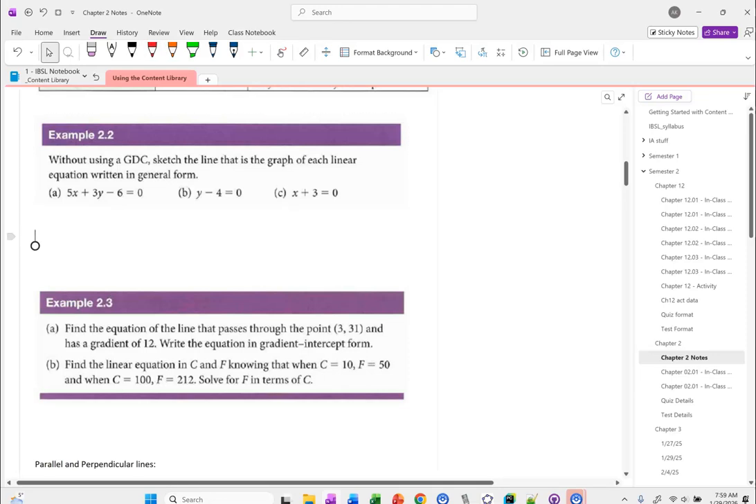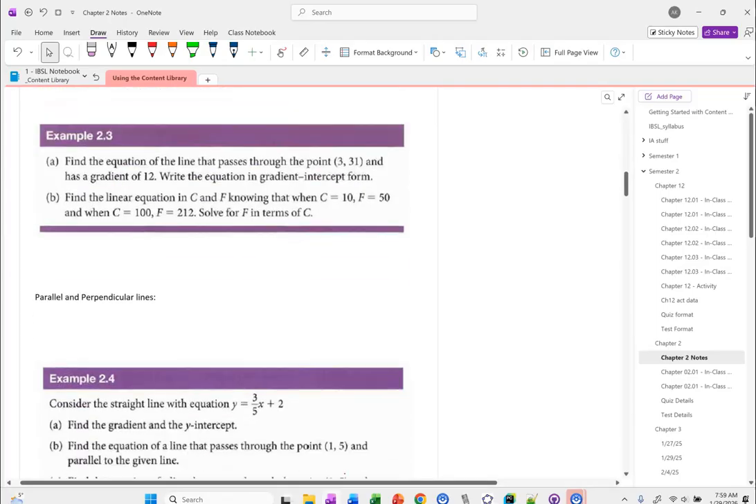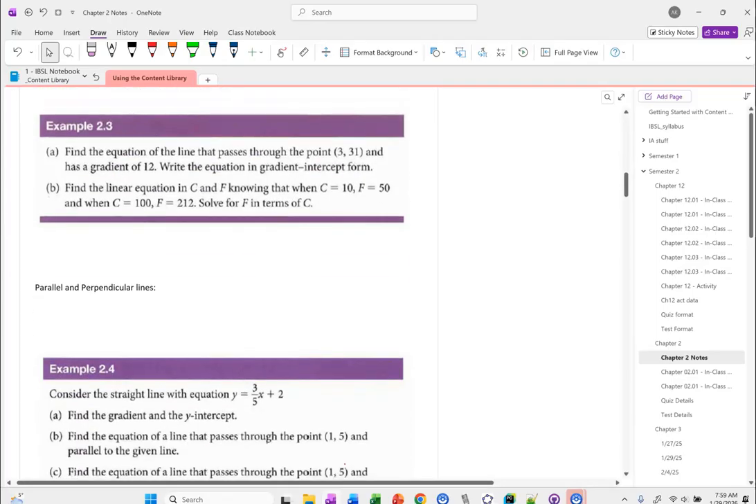Do we need practice graphing lines? No. Okay, I'm going to skip that. Find the equation of a line that passes through the point (3, 1) and has a slope of 1/2, in slope-intercept form. The textbook says the word gradient. That's just slope.